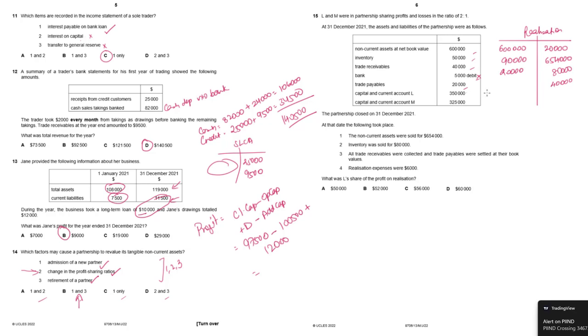Realization expenses were 6,000. That appears on the debit side. So we need to calculate the profit or loss on realization. Taking the total on the credit side first: 20,000 plus 654 plus 80 plus 40, so 794.